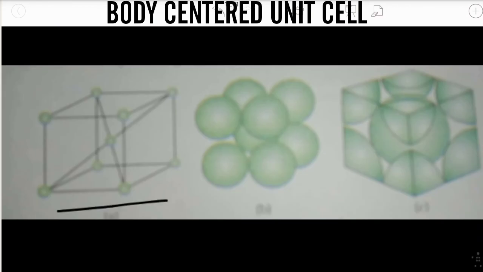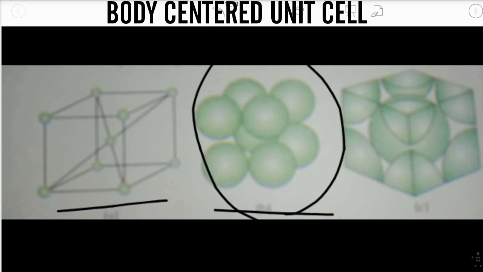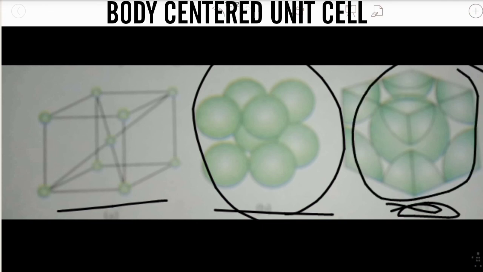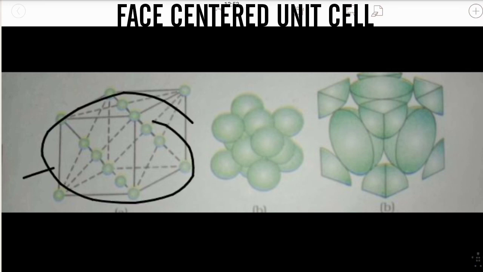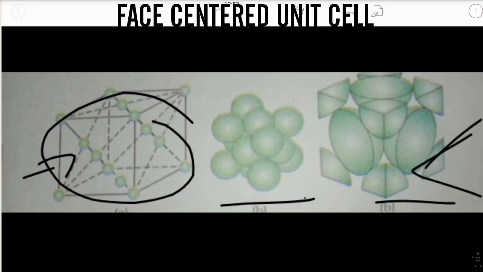Figure A is an open structure. Figure B is a space filling model. The C structure is the unit cell with portions of atoms actually belonging to it. Similarly, this A structure is the open structure of a face centered unit cell, B is a space filled model, and the C structure is a unit cell with the actual portions of atoms belonging to one unit cell.